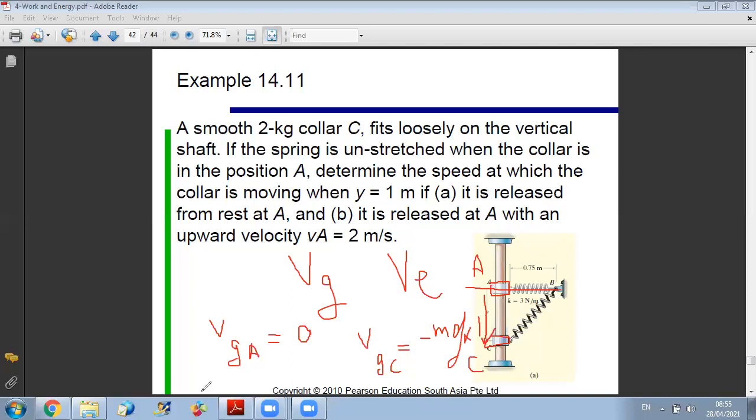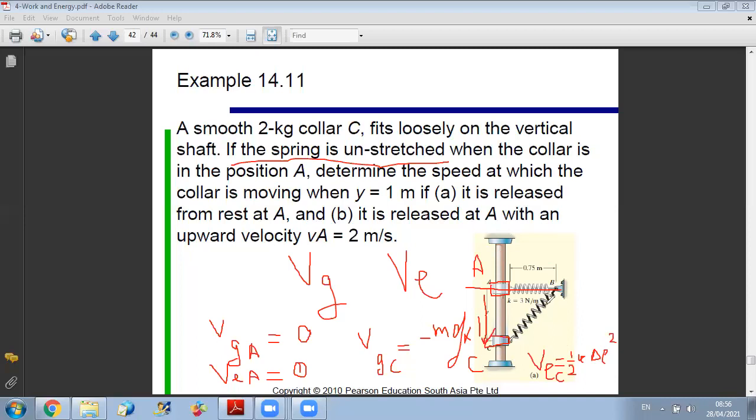Now, concerning the elastic energy, they said that at the initial position, my spring is unstretched. So V elastic at A is equal to 0 because the elastic potential is related to stretching or compression. So if it is unstretched, this means that the elastic potential is 0. Now at point C, V elastic at C is half K delta L square. So I need to determine what is the stretching at point C.